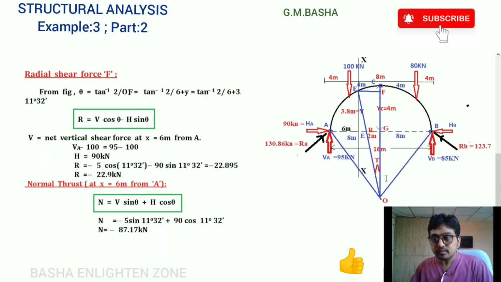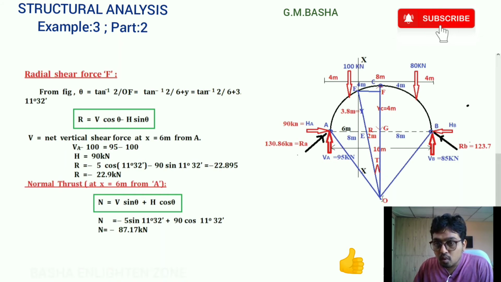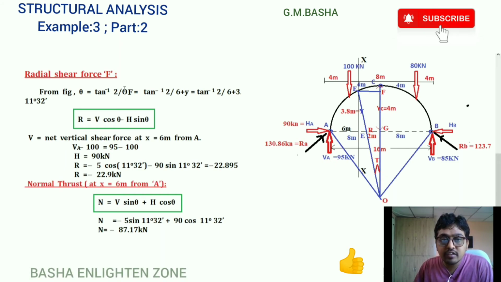So from triangle OEF, tan theta will be equal to opposite side by adjacent side. Tan theta will be equal to EF by OF. What is the value of EF here? EF value will be equal to 2, and OF value will be kept like that only. So theta equals tan inverse of EF by OF, where EF equals 2 here.